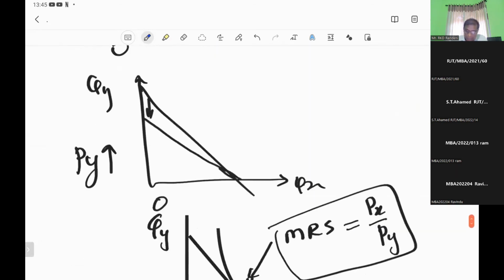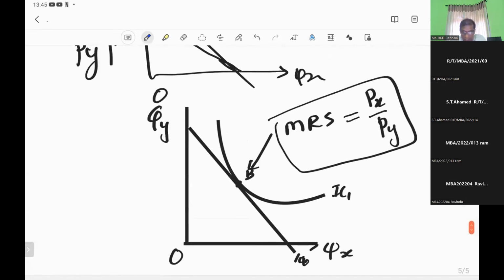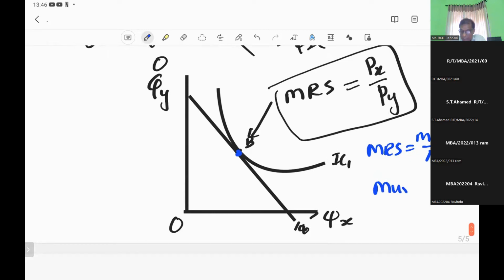Then here, at point B, the slope of the indifference curve is equal to the slope of the budget line. Slope of the indifference curve means MRS. That is, MRS means MUX divided by MUY. Then slope of the budget line means the price ratio of the two commodities. So you can write that MUX divided by MUY is equal to the price ratio of the two commodities.